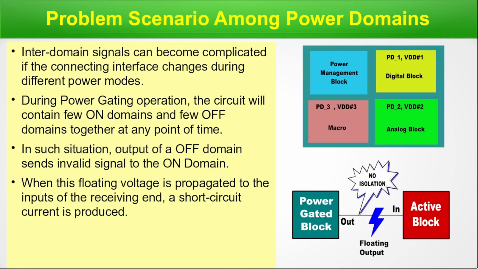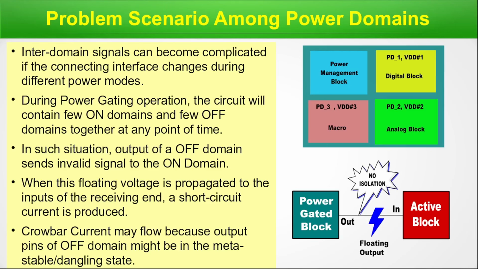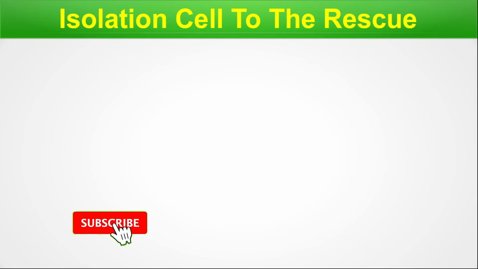When this floating voltage is propagated to the inputs of the receiving end, a short circuit current is produced. Crowbar current may flow because the output pins of the off domain might be in a metastable state or dangling. So this is another risk. There can be a crowbar current, and that can confuse the active block about the signal that is coming from the power gated block, which is off at that particular time. So the scenario is well explained with the infographics and text. So let's move on to the next slide.